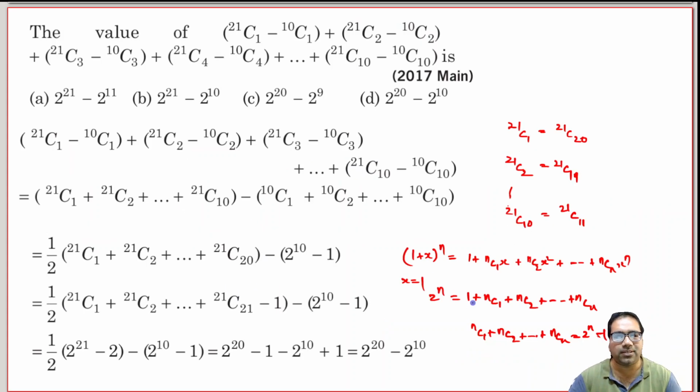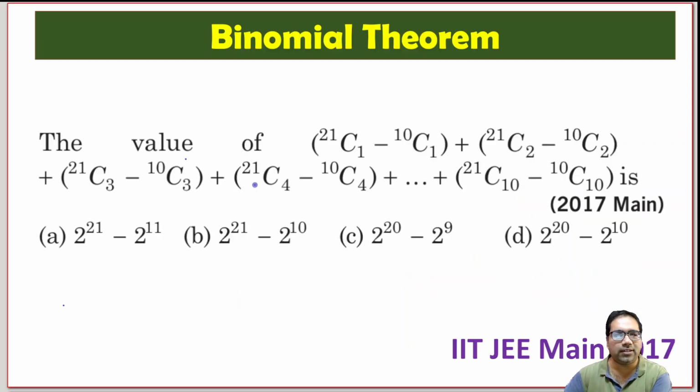What is it? 1 plus NC1 plus NC2 plus NC3 plus up to NCn is equal to 2 power n. Or NC1 plus NC2 plus up to NCn is equal to 2 power n minus 1. And how do we get this? So, for example, what is 1 plus x whole power n? It is NC0.